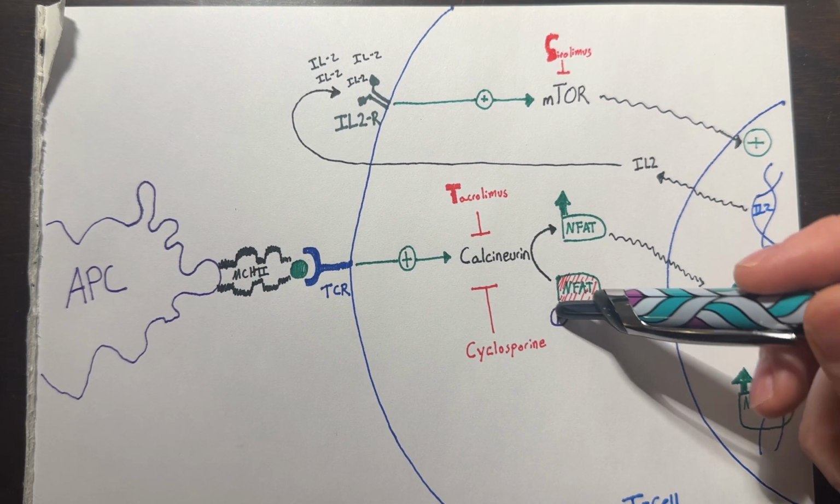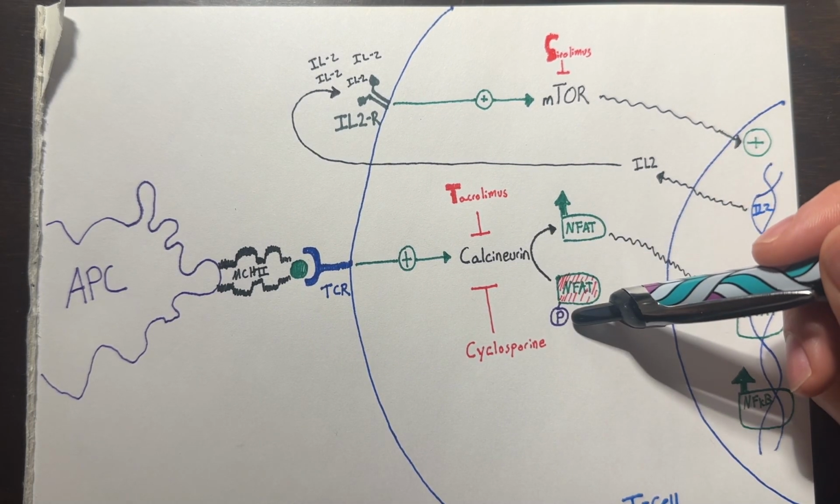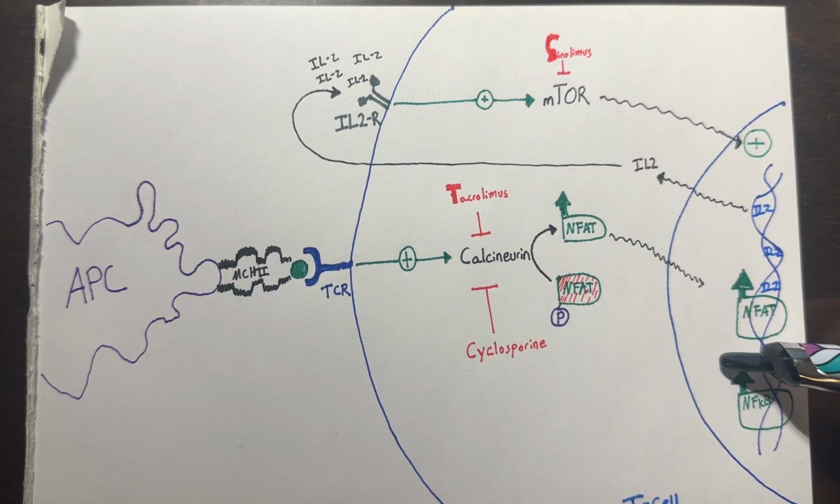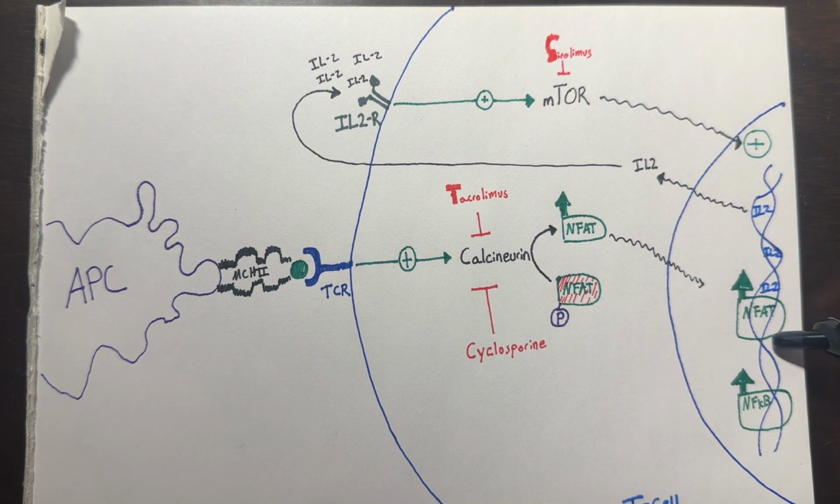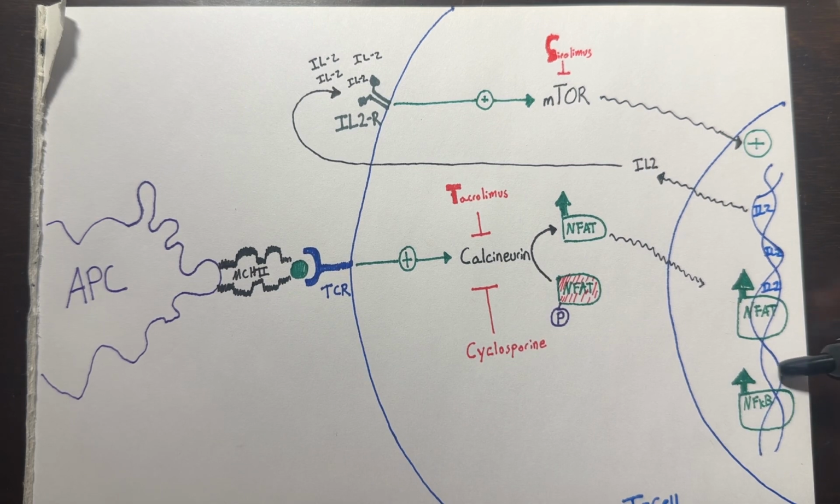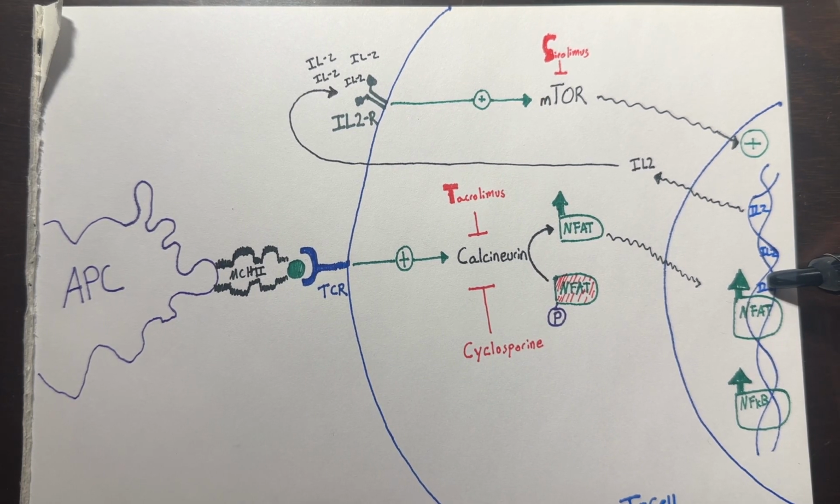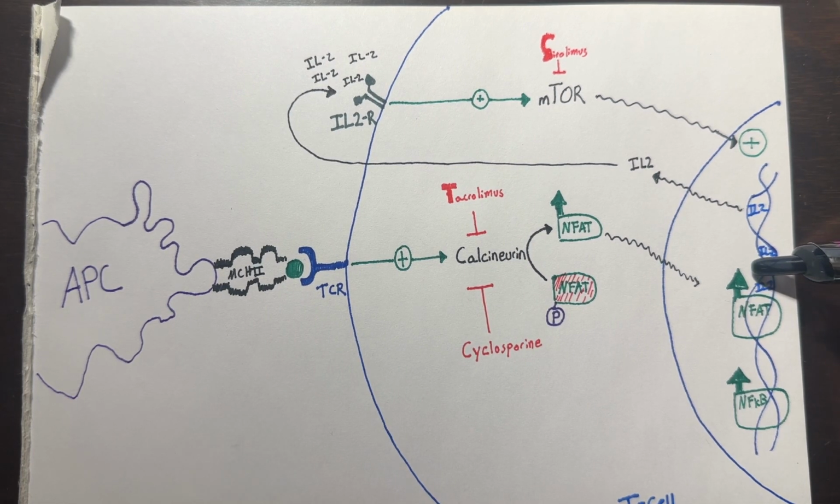NFAT then, once it's activated, so once the phosphate group is removed, diffuses into the nucleus, where it attaches to the DNA of where IL-2 is transcribed. And I included this here. It does similar actions to NF-kappa B, which is the target for steroids commonly. But what we care about here is the IL-2, because IL-2, if you remember the acronym or mnemonic, hot T-bone steak, IL-2 stimulates the growth and proliferation of T cells.